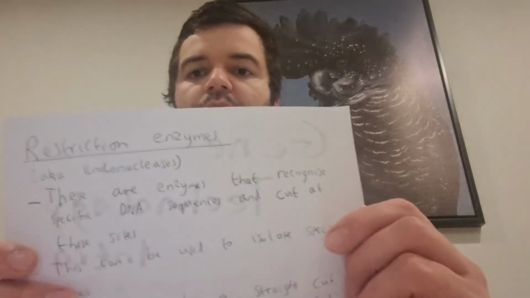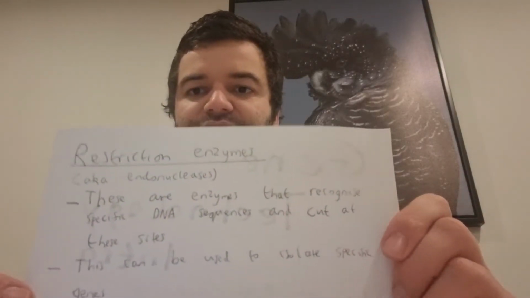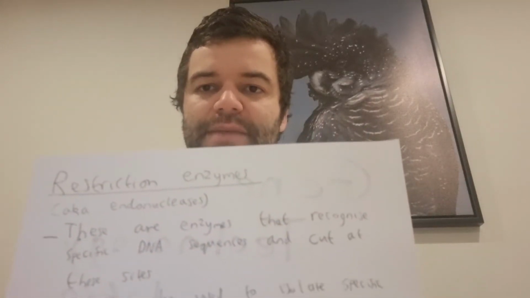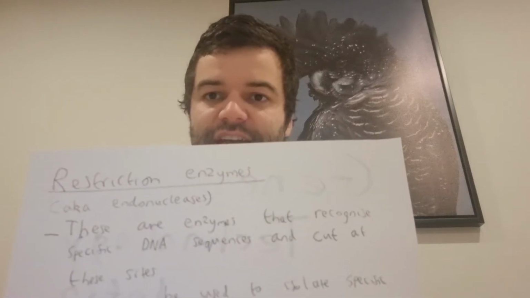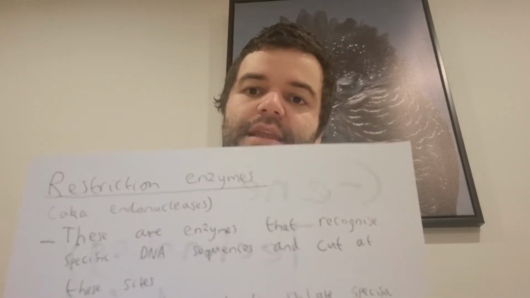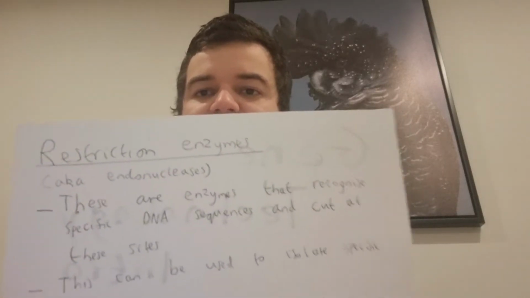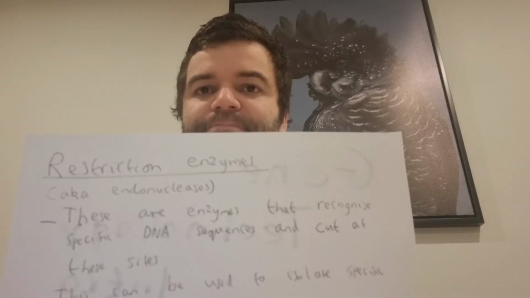So with restriction enzymes, they are sometimes also known as restriction endonucleases. That's just one of those things. Be aware that both may be used. Sometimes you'll hear restriction enzymes, sometimes you'll hear restriction endonucleases. So what these are, are enzymes that will recognize a specific DNA sequence and then cut at that site.